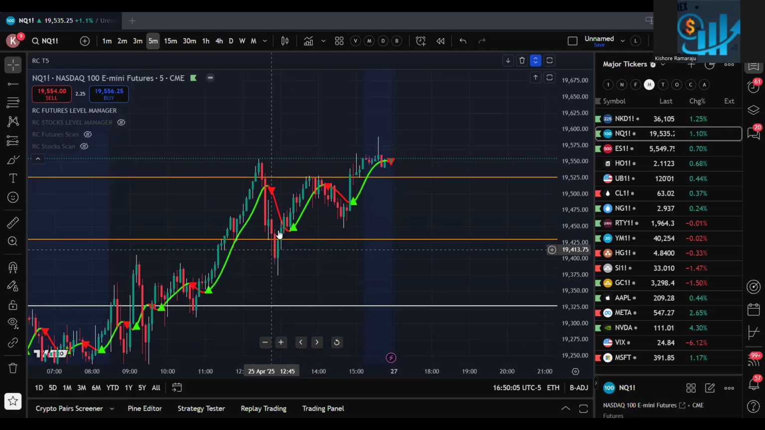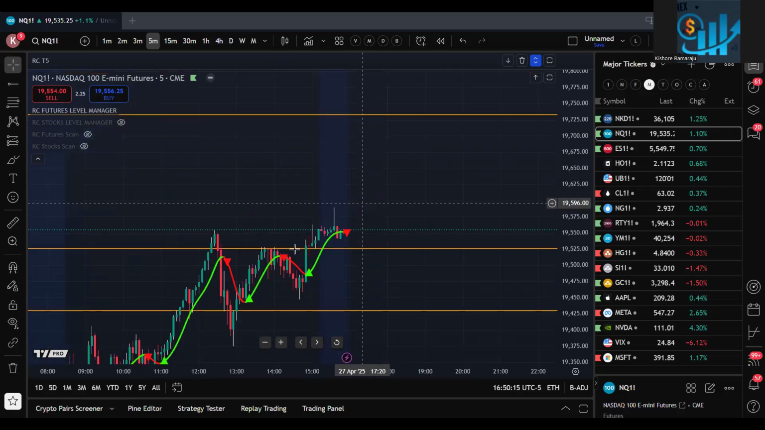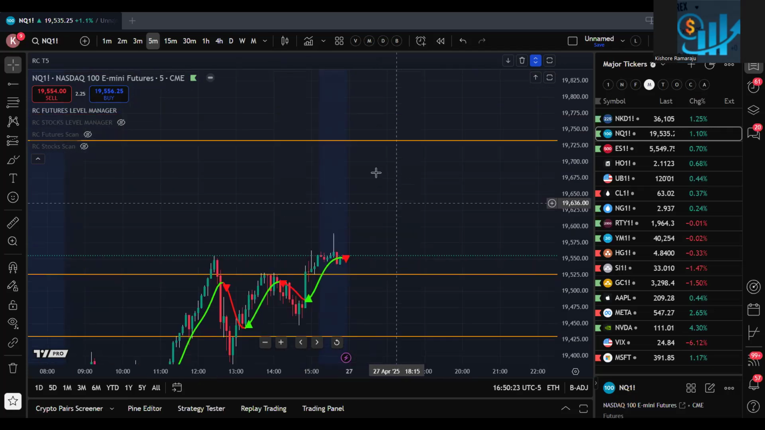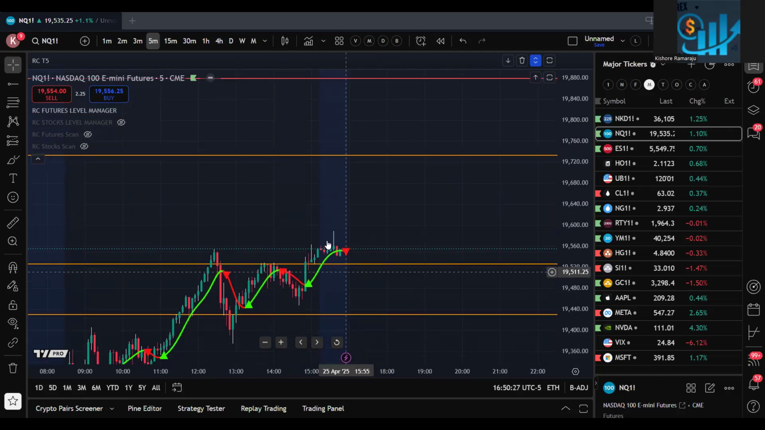And that's why you need to remember that this is not always a resistance level. Whenever price breaks the resistance level, next time whenever price comes there, that will act as a support. Now price broke this level. So whenever price comes here, this will act as a support. This may go all the way to 19,720 or 19,730 on Sunday evening or Monday morning.